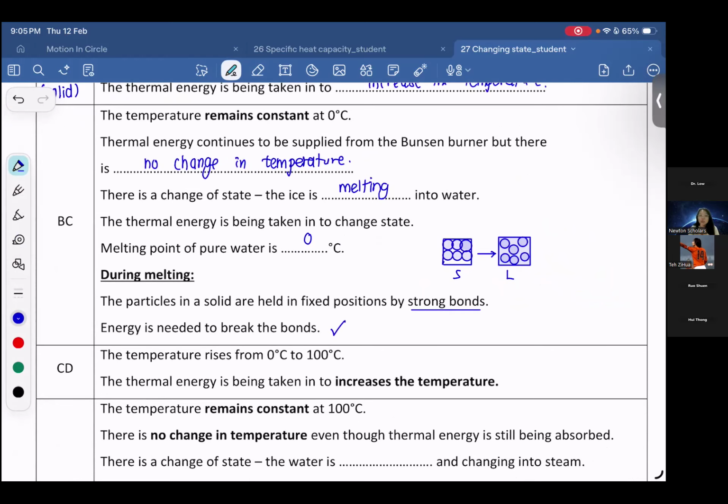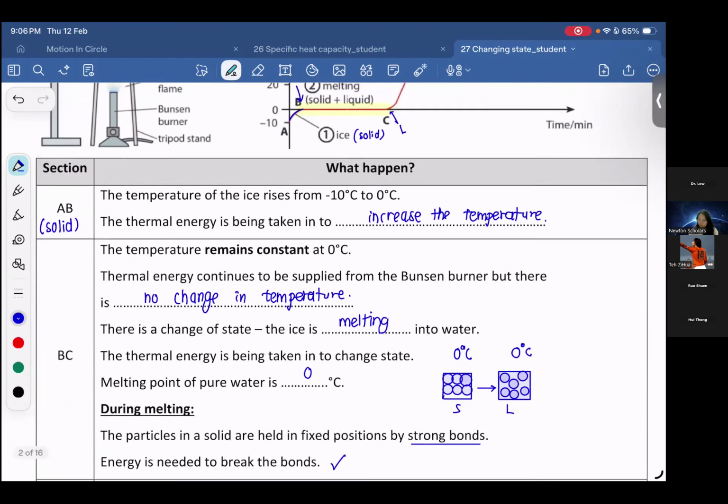So we don't use it to change the temperature. For the solid, let's say this is 0 degrees Celsius, then the liquid is also at 0 degrees Celsius. So the water that melts from the ice is right now at 0 degrees Celsius. Okay, is that clear? Yes or no?